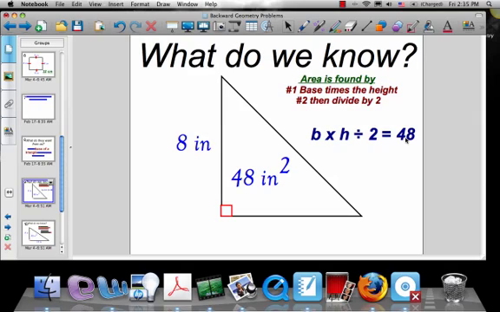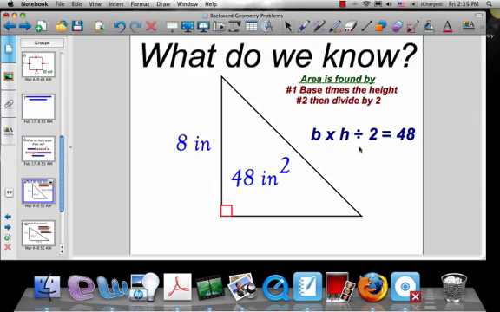Now, to solve this math problem, to find the missing piece, which is the base, what I have to do is work my way backwards. Go where I end. Start with the area, 48, and now work our way down here towards the left. First step is where I see the divided by 2, do the opposites. What's the opposite of dividing by 2? The opposite of dividing by 2 is multiplying by 2. 48 times 2 gives me 96.